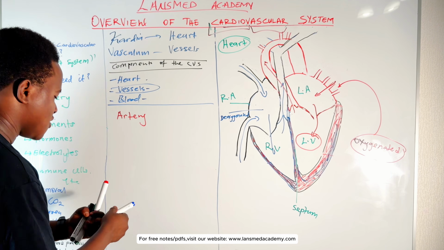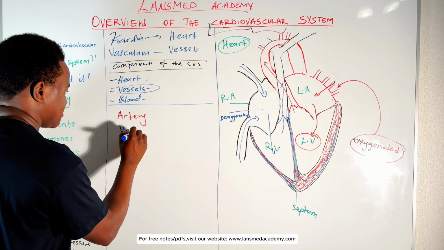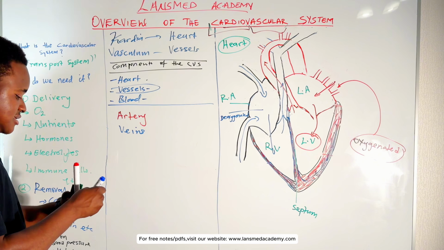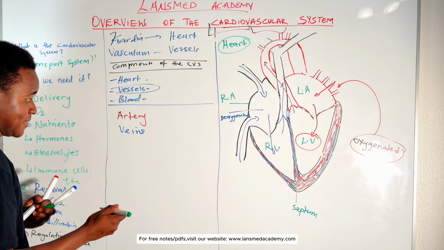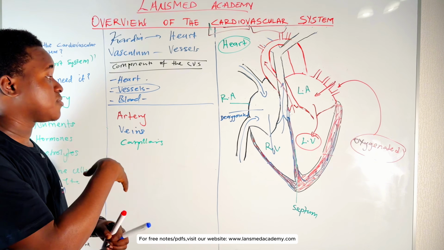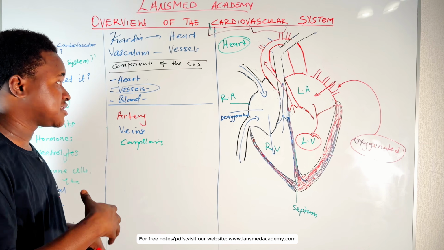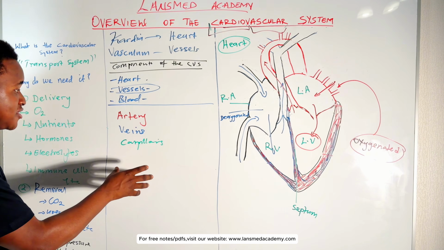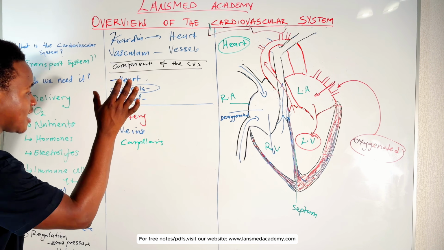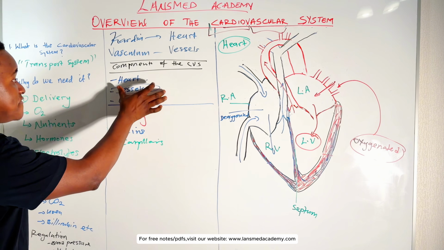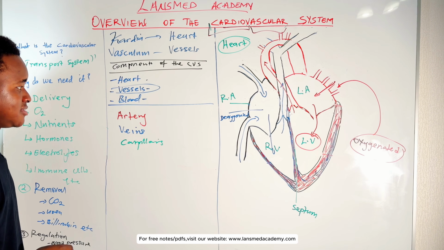Then two, we have veins. And three, we have capillaries. In separate videos, I'm going to explain their structures, their functions, and everything. But for the purpose of this video, we have arteries, veins, and capillaries, all made up of the vessel components of the cardiovascular system.